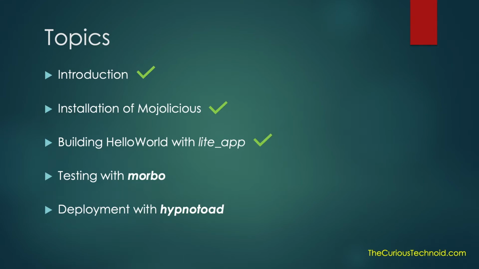Now that we have the Hello World page built, let's go ahead and test it. Mojolicious comes with multiple web servers that you can run your web apps with. Morbo is the development web server. Whenever you're building your app, you use Morbo to test if it's working fine.